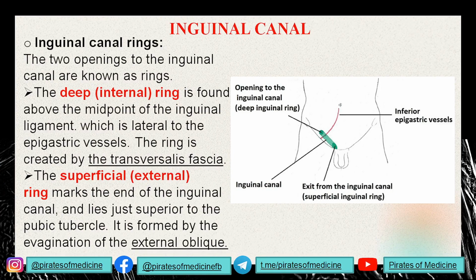Oh, also there are two openings of the inguinal canal, by the way. The deep internal ring, it is found in the midpoint of the inguinal ligament, and the ring is created by transverse fascia. Rings are the two openings of the inguinal canal. Obviously, if it is a canal, it will have two openings, right? So the internal opening or the deep opening is located here in the abdomen, and the ring is formed by the transverse fascia. The superficial or external ring, which opens into the external genitalia, it is the end of the inguinal canal, and it is formed by the evagination of the external oblique muscle.